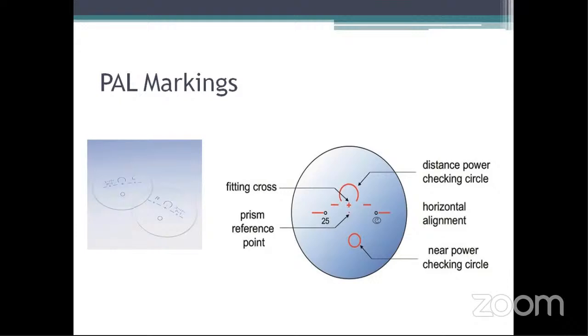the distance power. And on the right side, you can see a logo, that is the horizontal alignment. Underneath that is the logo of the company. These are the markings which we can see in a progressive lens.